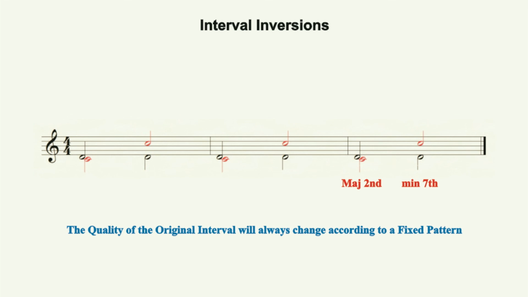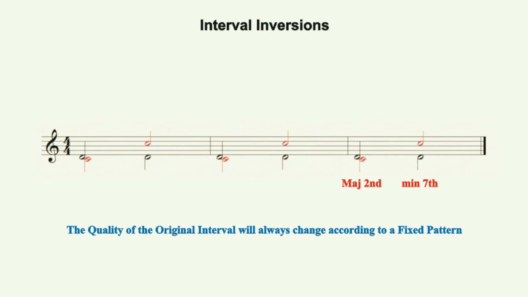A major will become a minor upon inversion. A minor will become a major upon inversion. A perfect interval will remain perfect upon inversion. An augmented will become diminished upon inversion, and a diminished will become augmented upon inversion.